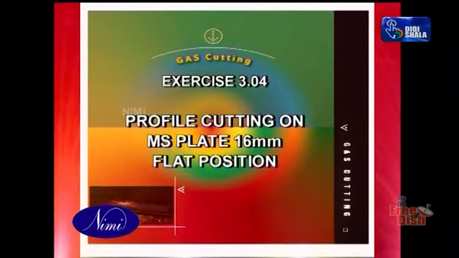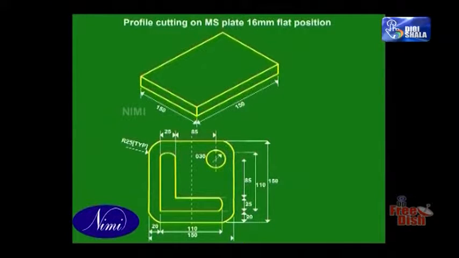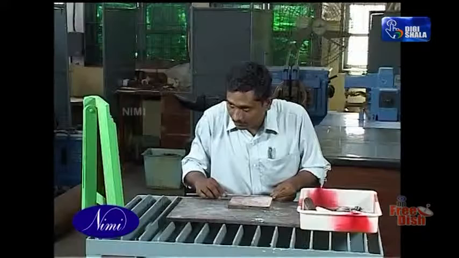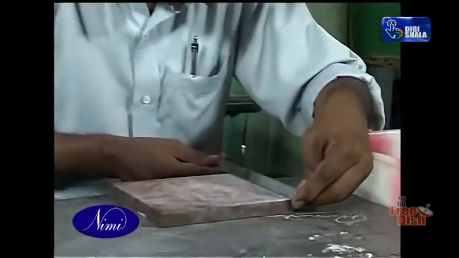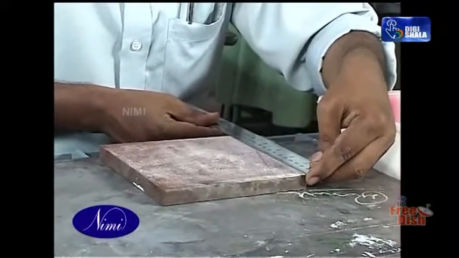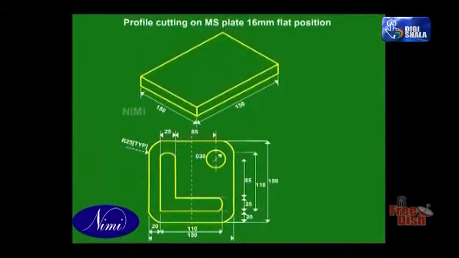Exercise 3.04. Profile cutting on MS plate 16 mm, position flat. Marking. Before marking, refer to the sketch for the outside dimensions of the plate. Here, the size of the square plate is thickness 16 mm and size 150 mm by 150 mm. Check the plate for the given dimensions in the sketch.